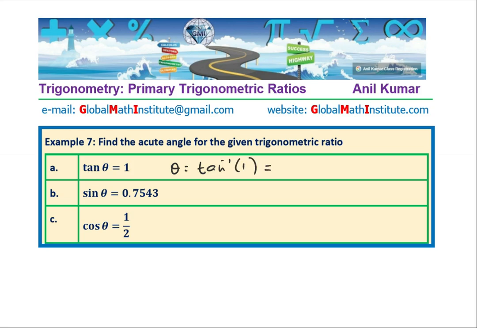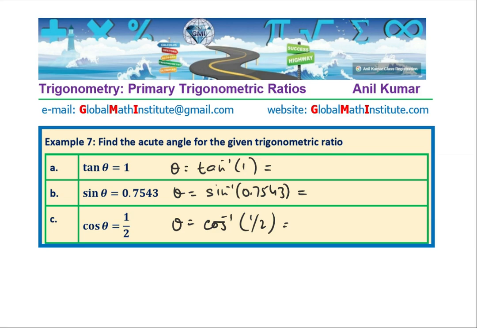For the next one, we are given sine theta is 0.7543. So theta would be sine inverse of 0.7543. Get your answer. Cos theta is half. Theta is equal to cos inverse of half. Get your answer. So that is how you could actually find the answer.